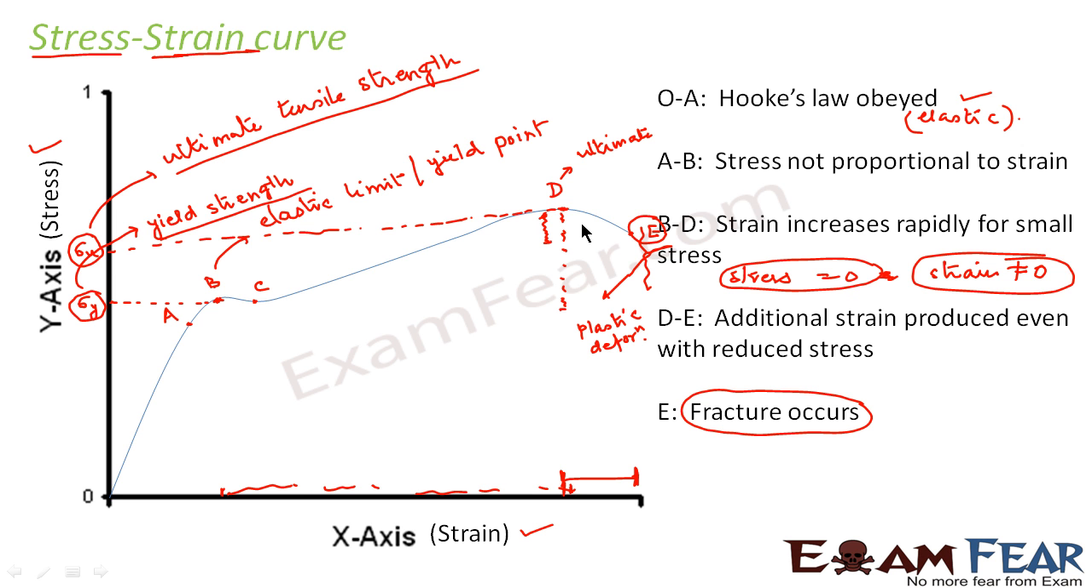After point D, the strain keeps increasing even with decreased stress. That means even with decreased force, it keeps increasing. And finally at point E, which is known as fracture, the body finally breaks. Right? So this is how we explain the stress strain curve.